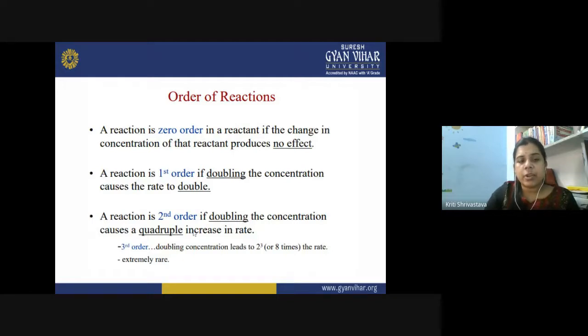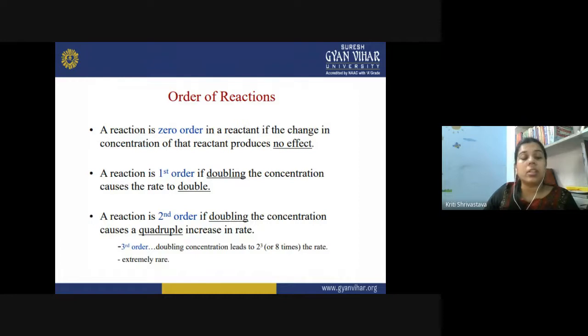Now let us see what we mean by order of reaction. A reaction is zero order in a reactant if a change in the concentration of that reactant produces no effect on the rate of the reaction. So it becomes zero order. If doubling the concentration causes the rate to double, then it becomes a first order reaction. If doubling the concentration causes a quadruple increase in the rate, then your reaction becomes a second order reaction.